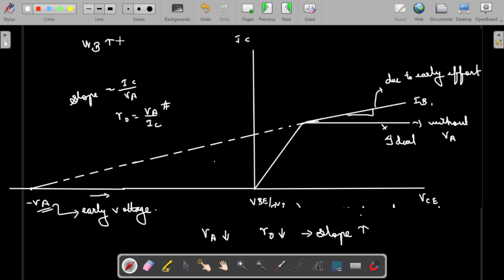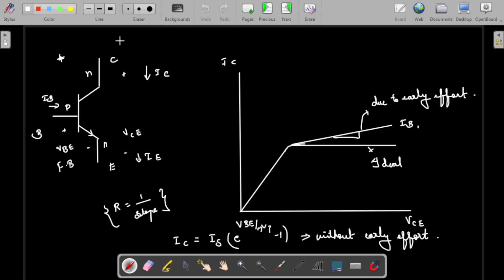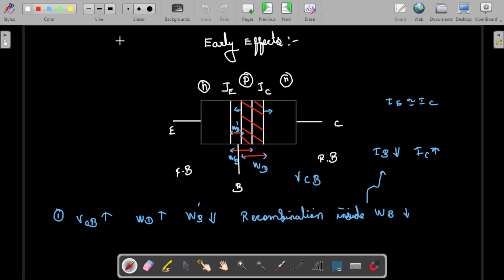But usually there will be an early effect that we can't avoid completely, because the base region is very thin. So that's why these effects come into the picture. So I'm leaving here, guys. I hope we have explained the early effect in a very good way, and I hope you guys are able to get some idea.